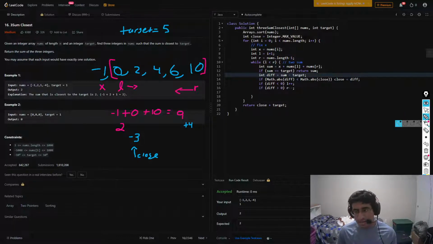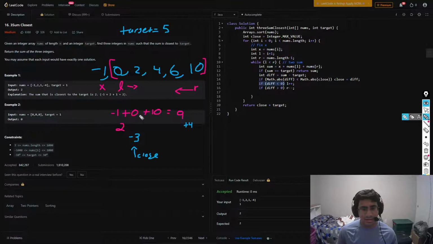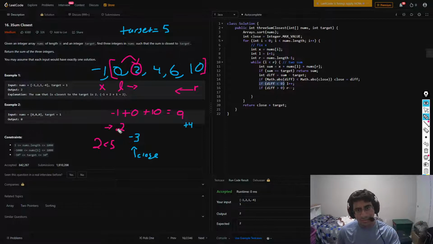So then, in continuing with the to_sum philosophy, where we do the decrement L, or decrement R, or increment L, if the difference is less than 0, right? So that means that if it's this, that means that this 2, for example, is pretty small. Obviously this 2 is less than 5. So that means we want to increment the L to give a higher value so that the next sum can be greater.